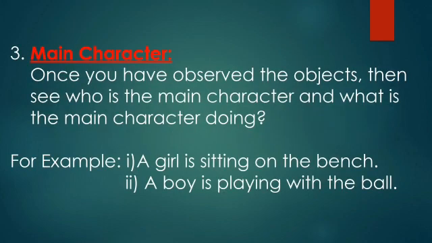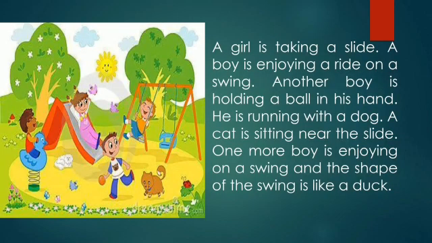Once you have observed the objects, then see who is the main character and what is the main character doing. Now look at this picture. Who are the main characters? Right, children. And what are they doing? A girl is taking a slide.